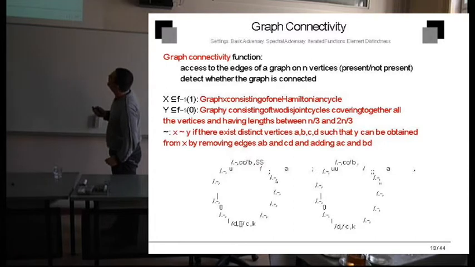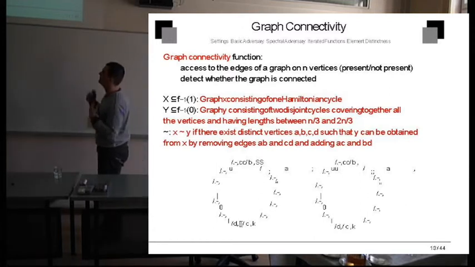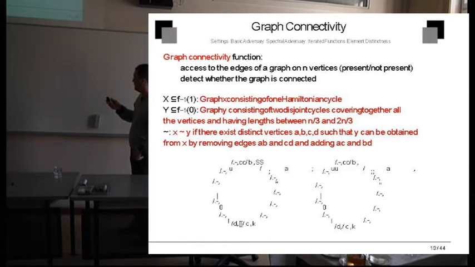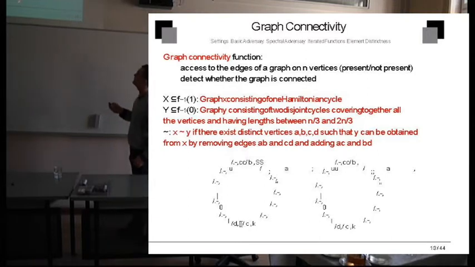So for X, we take all graphs that consist of one huge Hamiltonian cycle, like this, the cycle that goes through all the vertices and nothing else. For the negative, we should take a disconnected graph that is somewhat similar to this Hamiltonian cycle. So we take two cycles, each of length at least n divided by 3, so that together they span all the vertices. Each vertex belongs to exactly one of the two cycles.